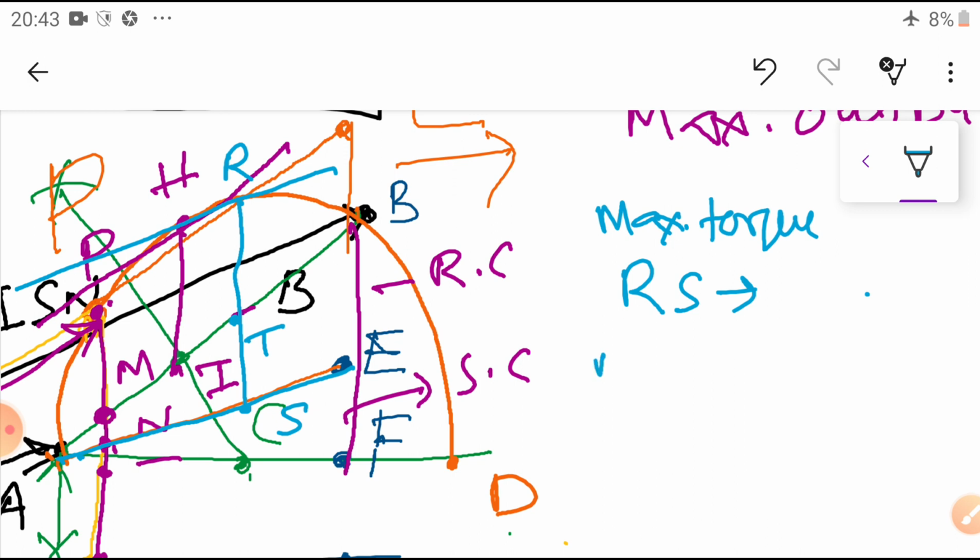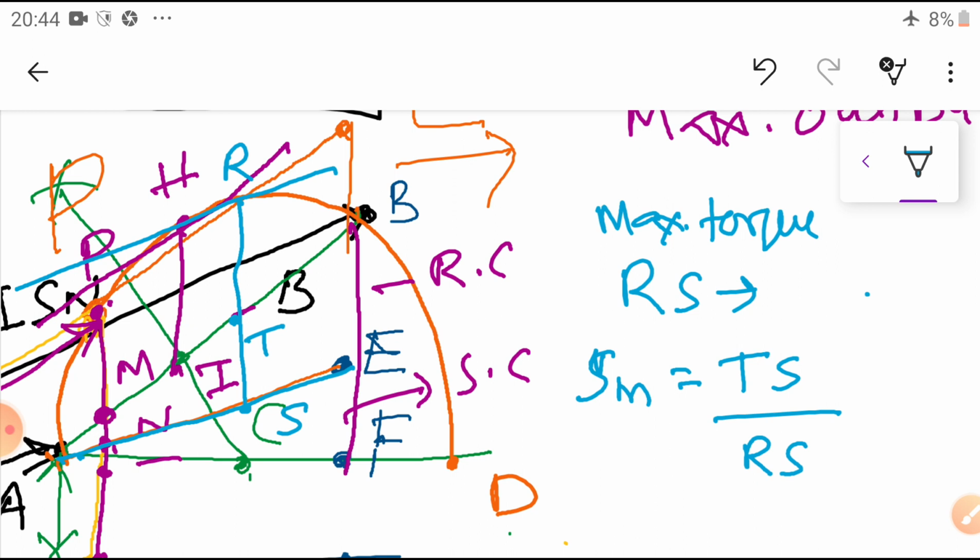So, that is SM, the slip at which the maximum torque occurs. That is when R is equal to X. Reactance value is equal to resistance value. At that condition, we are going to get the maximum torque. Similarly, I want to know it here also. The slip at maximum torque is equal to, this is called TS, the length of TS divided by the length of RS. So, I am going to get it. Okay. So, these are the maximum torque.